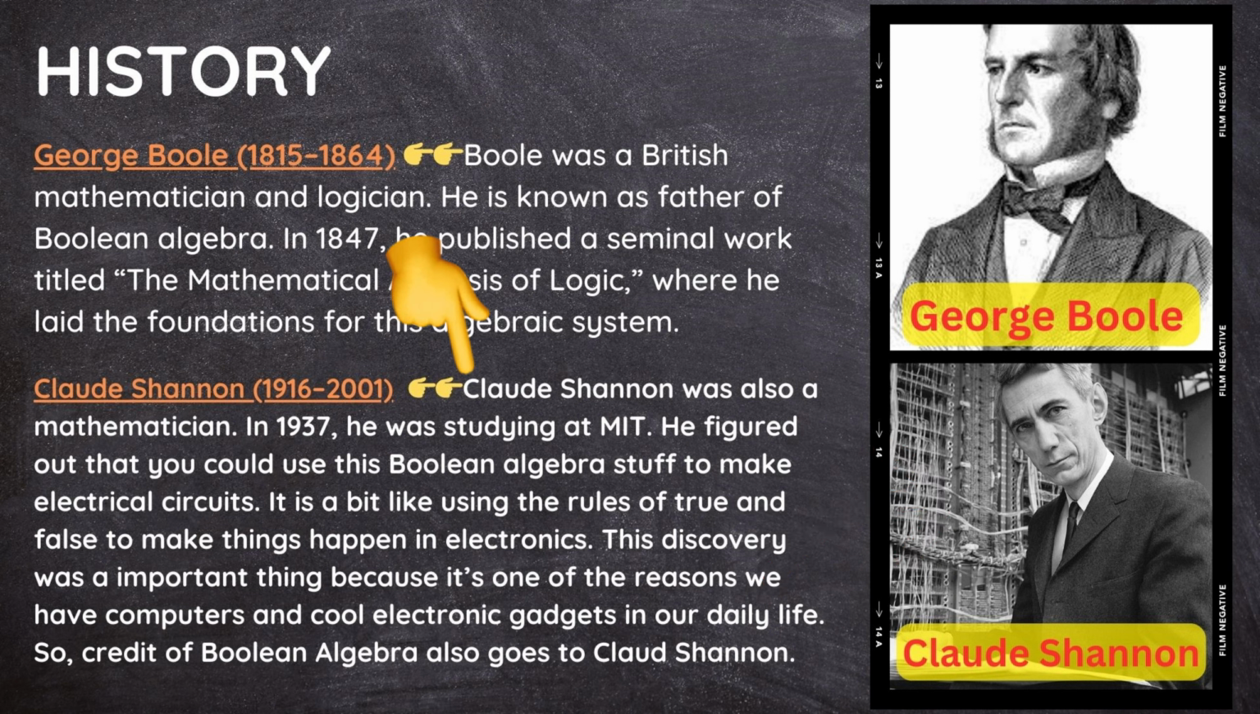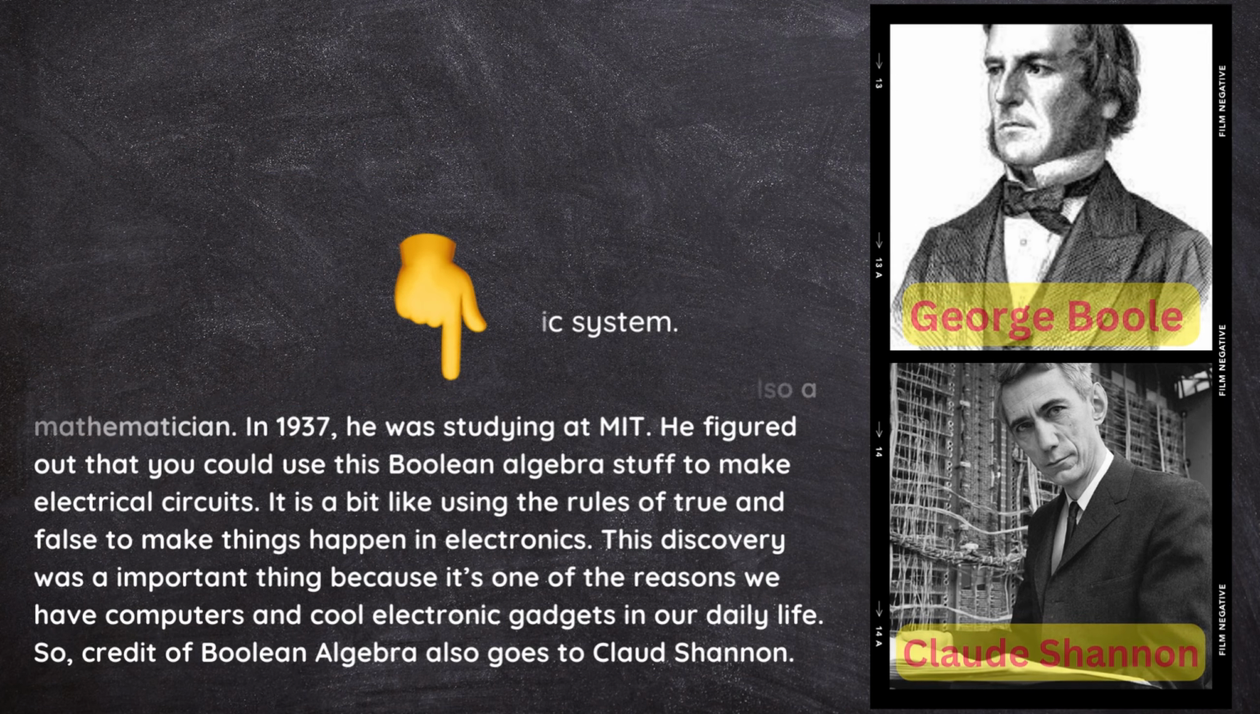Claude Shannon, 1916 to 2001. Claude Shannon was also a mathematician. In 1937, he was studying at MIT. He figured out that you could use Boolean algebra to make electrical circuits. It is a bit like using the rules of true and false to make things happen in electronics. This discovery was important because it's one of the reasons we have computers and cool electronic gadgets in our daily life. So, credit for Boolean algebra also goes to Claude Shannon.